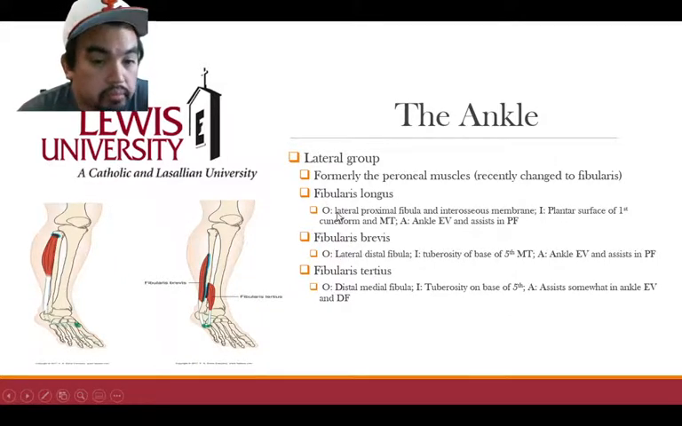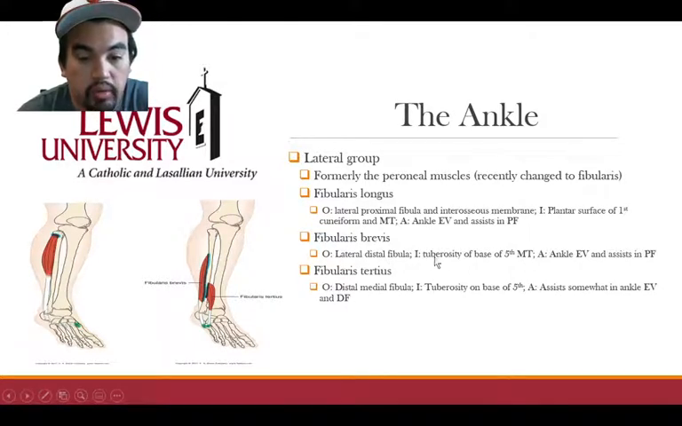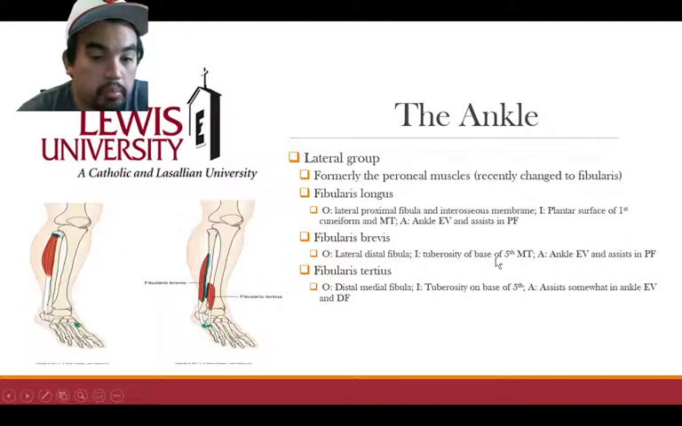They originate on the lateral proximal fibula and the interosseous membrane. They insert on the plantar surface of the first cuneiform and the metatarsal. And then it does ankle eversion and assists with plantar flexion. And then brevis and tertius here, these little guys, originate at the lateral distal fibula, and respectively for the tertius, they originate at the medial fibula, so distal, medial. They insert on the tuberosity of the base of the fifth metatarsal, both of them, and then they do eversion and plantar flexion, and then tertius does eversion and dorsiflexion.